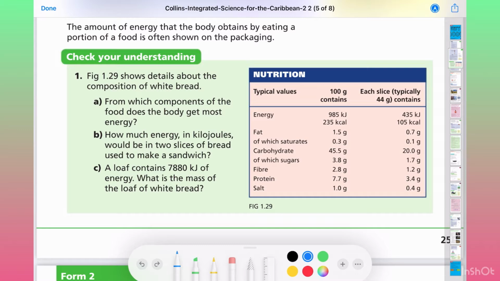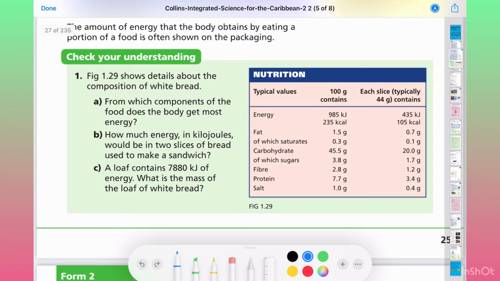So from here we're gonna use this nutrition label figure 1.29 to answer these three questions. The first part, from which components of the food does the body get the most energy? If we analyze this little nutrition label here, it tells us for every 100 grams how much kilojoules or how much energy is contained. So the amount of grams is related to the amount of energy. If we divide it, basically 1 gram is approximately 9.85 kilojoules of energy.